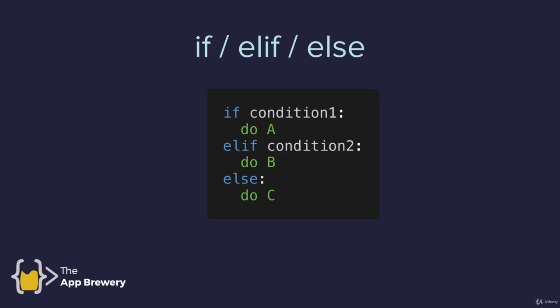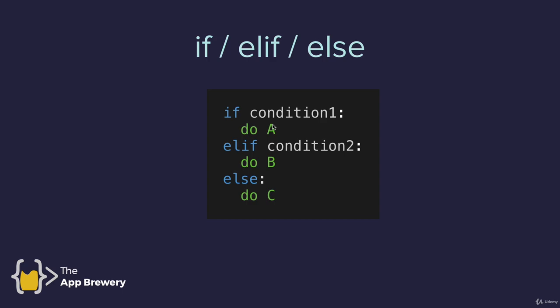Now, in the last lesson, we saw how we could use if, elif, else to check for multiple conditions. But in this case, we're only checking one condition, even though we have multiple, because if this first condition is true, then we would do whatever it is we need to do, and then we would bypass everything else.